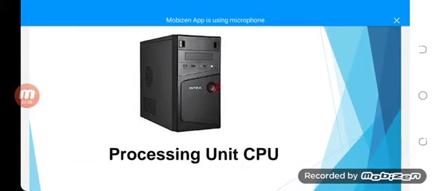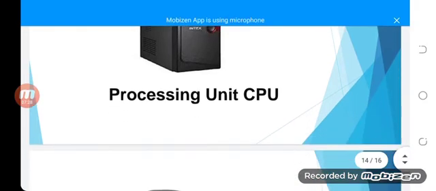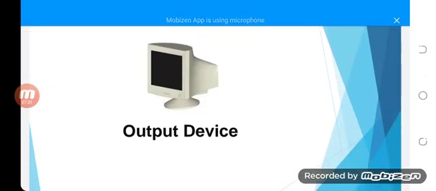Here is the picture of the processing unit or CPU. Processing is always done by our CPU. Whatever the command is, whatever the instruction is, whatever the information is, processing is the function done by the CPU. CPU is the abbreviation of central processing unit. Here is your output device, that is your monitor, and whatever result there is, it is always shown on the monitor screen.